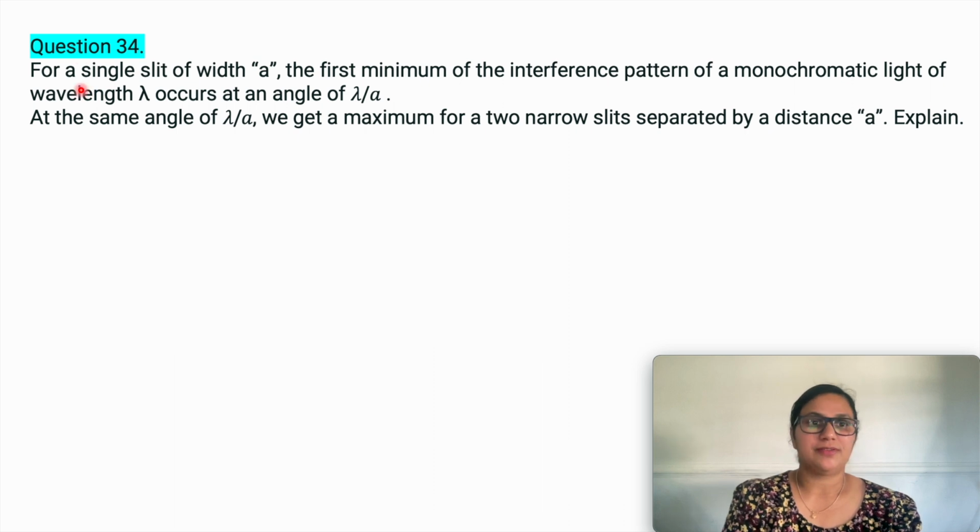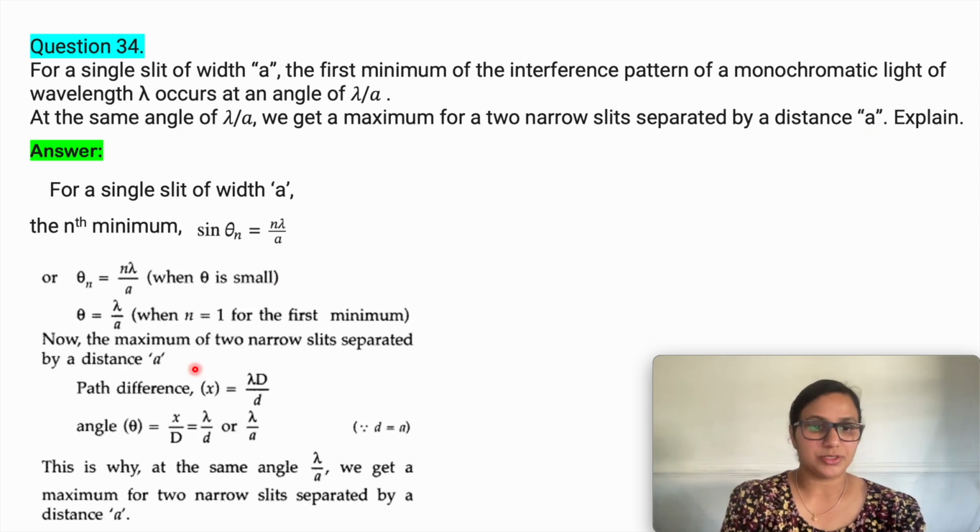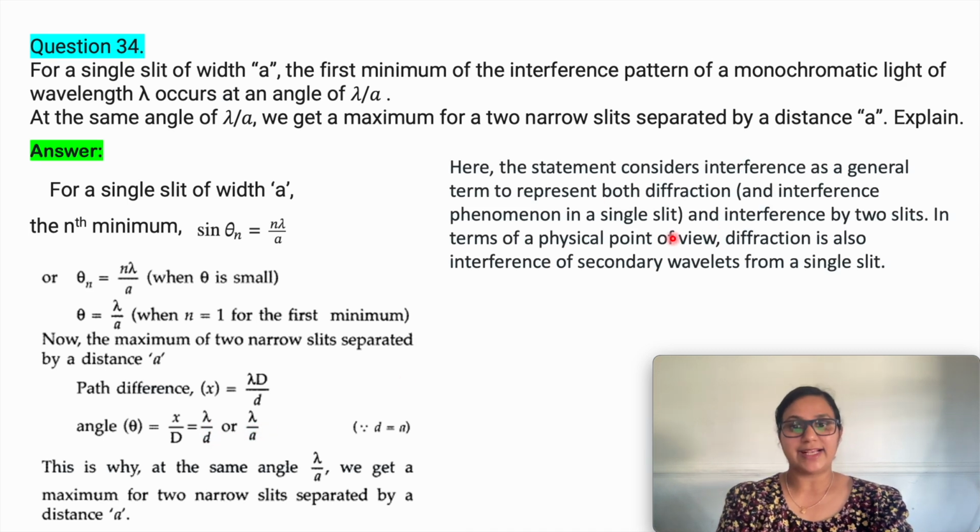Question number 34. For a single slit of width A, the first minimum of the interference pattern of monochromatic light of wavelength λ occurs at an angle of λ/A. At the same angle of λ/A, we get a maximum for two narrow slits separated by a distance A. Explain. So you need to write down for a single slit of width A, the nth minimum is sin θn = nλ/A, and show and prove that angle θ = x/D, which is equal to λ/d or λ/A. You can write this as the explanation.